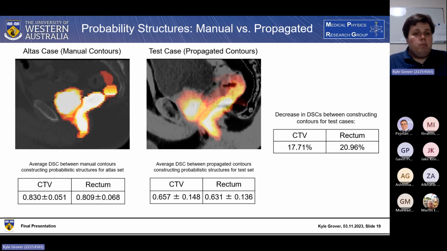So as we start to have a look here, we do a comparison of the manual contours used for the atlas case and propagated contours used for the test case. This is for the test patient. As you can begin to notice, we see a much higher resolution in the probabilistic structure. And that's because we're considering almost 5 times the number of contours, as well as having the additional weighting based on the normalized cross-correlation information that was provided.